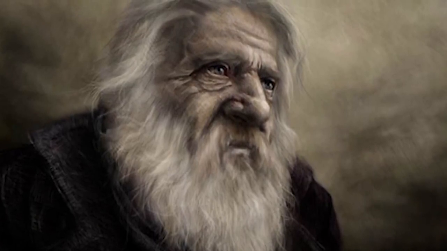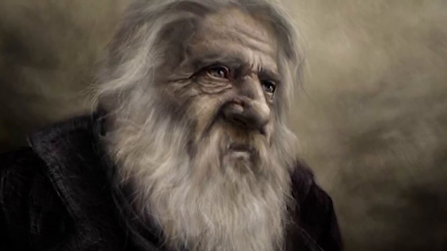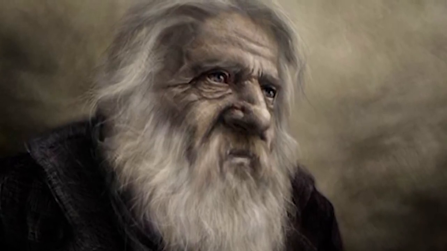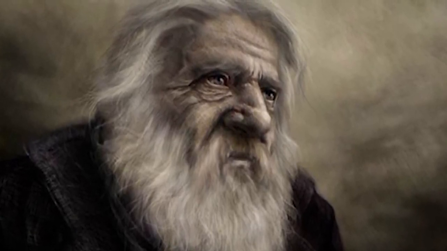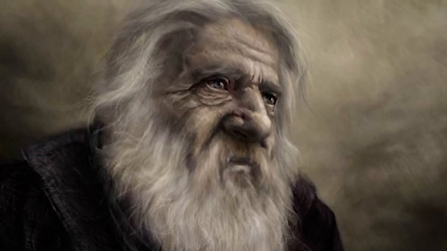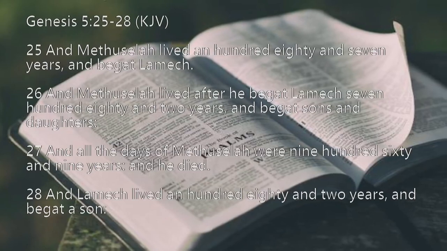Anyways, scripture tells us that Methuselah had Lamech when he was 182 years old and lived another 782 years until his death. And remember, his name means "his death shall bring." So when Methuselah died, something tragic happened. But let's go to the verse so we can see it crystal clear. Genesis 5:25-28.